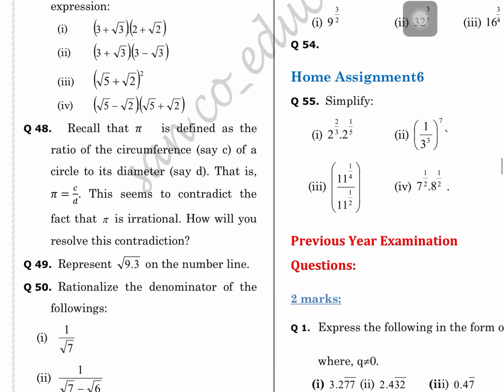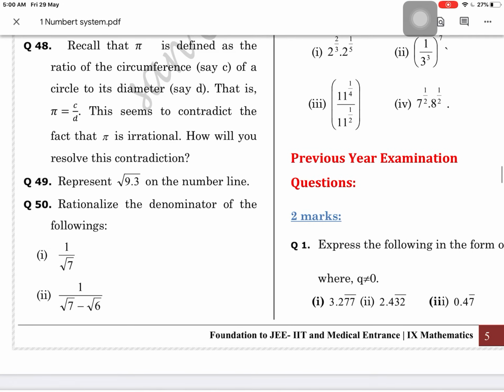The next topic that we discussed was the rationalizing the term concept, right? And I gave the question 1 by root 7, 1 by root 7 minus root 7. I think you have done all these questions. For question number 49, I said I would tell you today: under root 9.3 on the number line, this is to be represented. The question is slightly different.